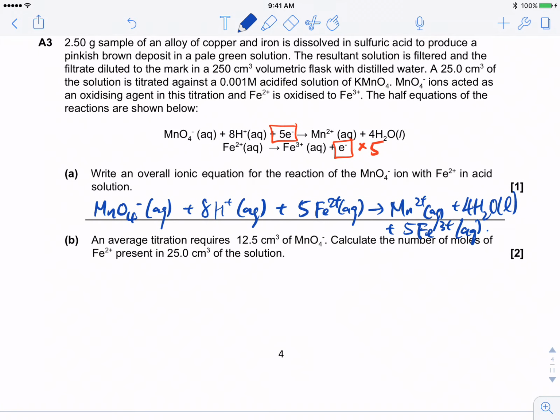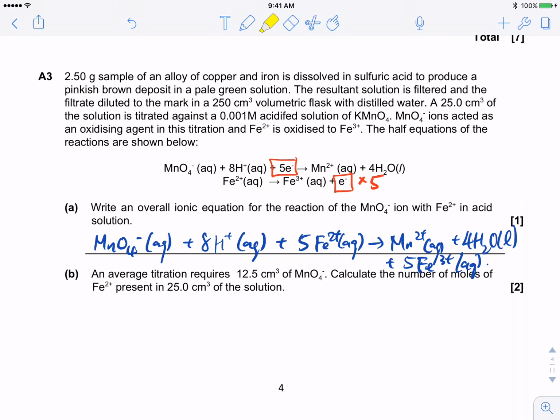An average titration required 12.5 cm3 of MnO4. Calculate the number of moles of Fe2 plus present in 25 cm3 of the solution. So actually this is a back titration reaction. Let's read carefully. 2.5 gram of an alloy of copper and iron dissolved in sulfuric acid to produce a pinkish brown deposit in a pale green solution. Now, what is this pinkish brown deposit? This is your copper that's unreacted, because copper doesn't react with the acid. Pale green solution, this is actually your iron 2 plus. Remember iron 2 plus solution is pale green.